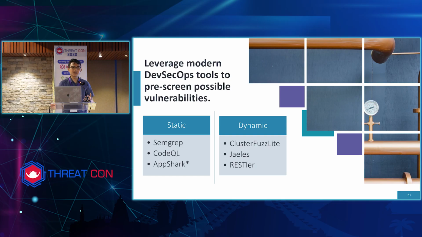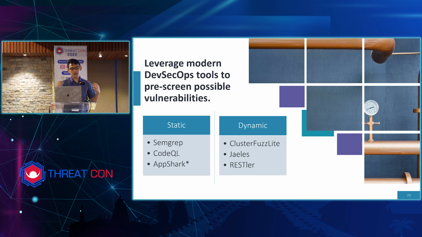So on the static side of things, you should use stuff like Semgrep and CodeQL. I haven't really looked at AppShark, but I intend to do some static code analysis on the things that you see. On the dynamic side of things, you should run some fuzzers, right? Cluster Fuzzlight, Restler. Gyrus is not really a fuzzer, it's more of a signature-based scanner. But you should be doing all of these things because they will help surface bugs.